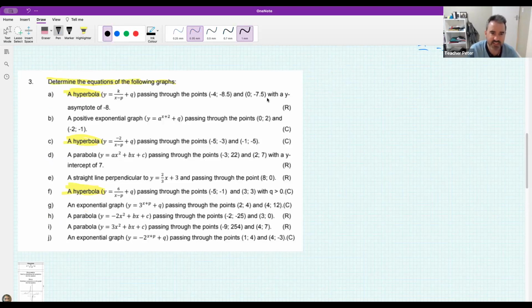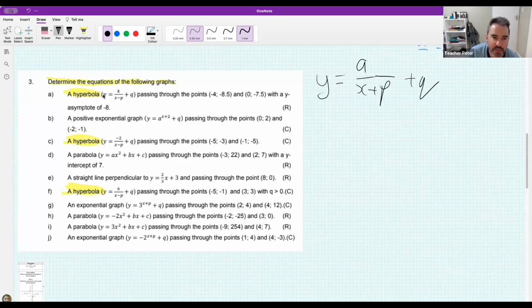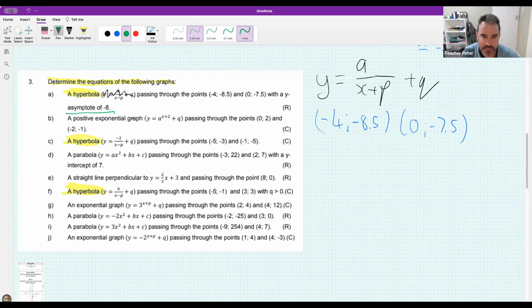Now, I'm going to rewrite the standard form. They use minus p, but it doesn't really make a big difference. For now, I'm going to use the standard form that's consistent. Okay, so this is what they give us. They say a hyperbola passes through the point (-4, -8.5), and it passes through the point (0, -7.5). So those are 2 points. It also says that the y asymptote is -8.